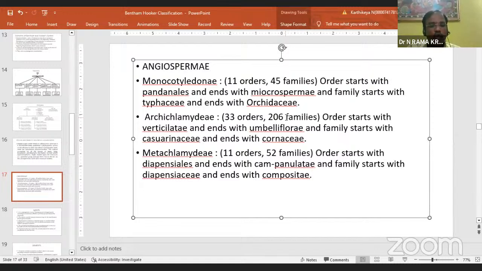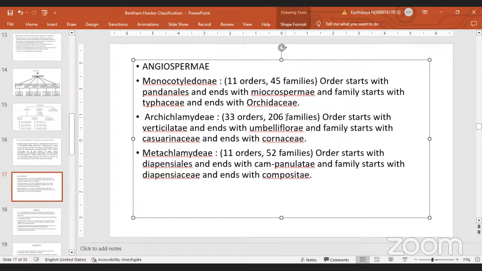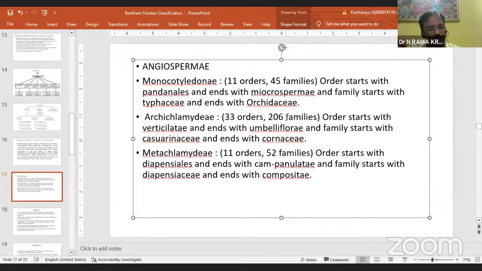It means flowers with one row or two rows, or no rows. The perianth leaves of the inner rows are free, rarely united, and petals are absent. That is Archichlamydae. The next point, Metachlamydae, means the flowers usually have sepals and petals, rarely polypetalous, in one or two rows, and stamens are hypogynous or epigynous. So we call this Metachlamydae.